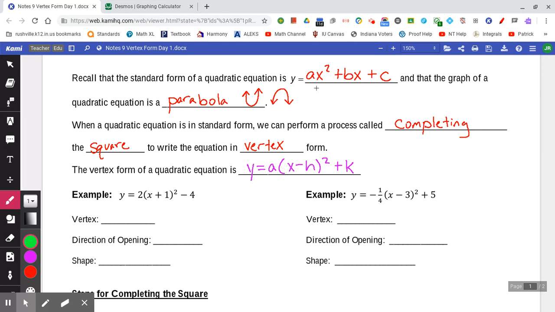It was also nice for solving by either factoring or by using the quadratic formula especially, because you just got your a, your b, and your c by looking at your coefficients and your constant.